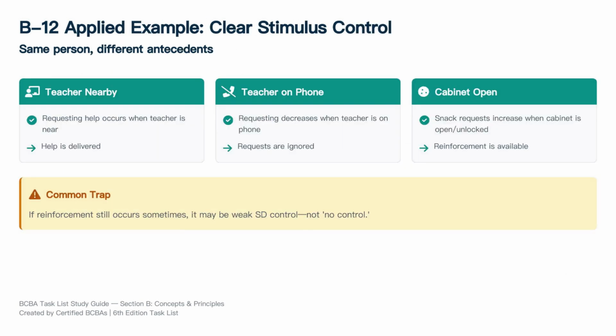A practical way to feel stimulus control is to keep the person the same and change the cue. Requests increase when the teacher is nearby and help is delivered. Then requests drop when a teacher is on the phone and requests are ignored. Snack requesting increases when a cabinet is open/unlocked because access is available. And if reinforcement still occurs sometimes, that usually means weak or inconsistent SD control, not no stimulus control.